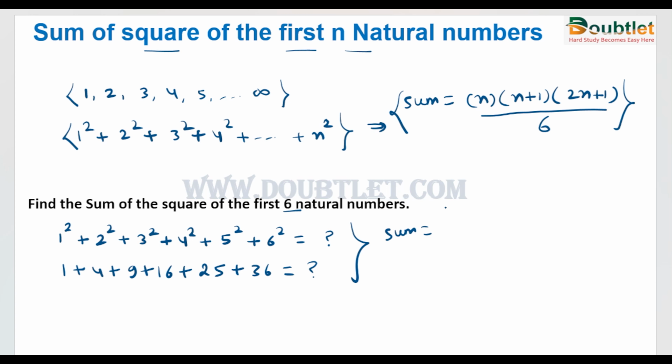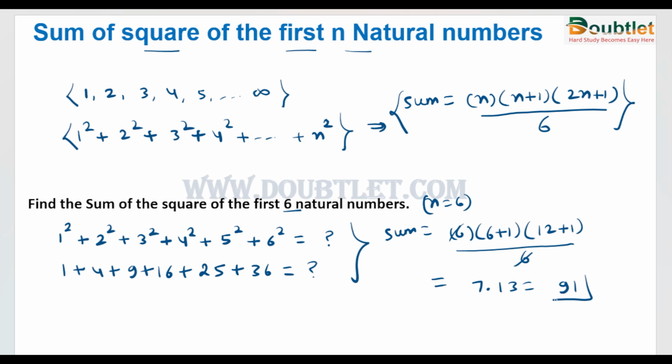The sum is, we put the value of n equal to 6 here. So we get 6 and 6 plus 1, that is 7. 6 into 2 is 12, plus 1, divided by 6. So 6 will be cancelled. We can write this as 7 multiplied by 13, that is 91. This is the answer. This is how we can calculate the sum of squares of any number of natural numbers.